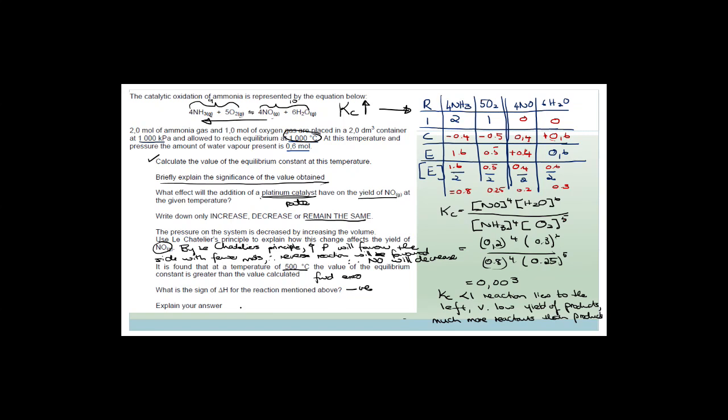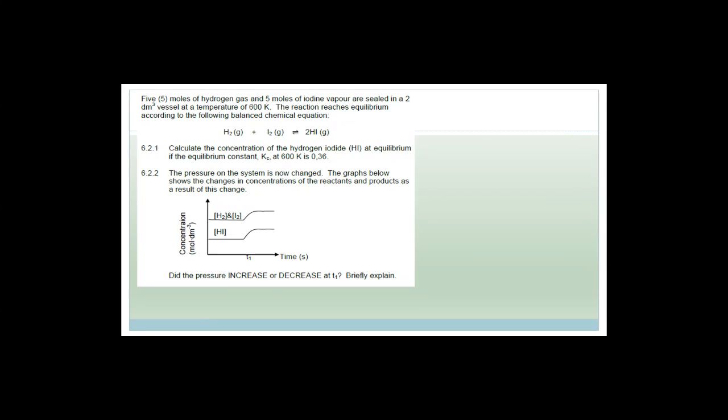Explain your answer. By decreasing the temperature, please note that you can't write arrows. You need to write, by decreasing the temperature, we are favoring the forward reaction because Kc has increased. Therefore, the forward reaction is exothermic. There you go. Okay, I think this is the last. No, we've got two more.